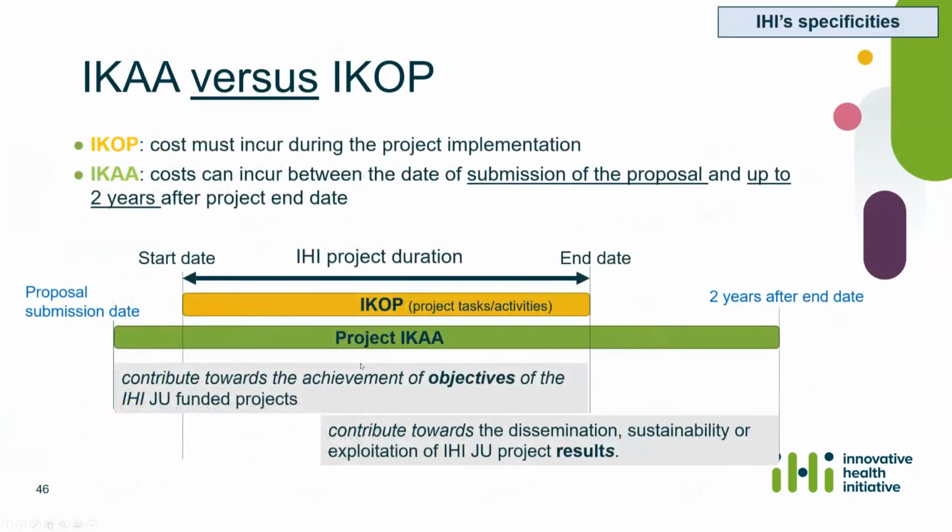And another difference here is regarding the eligibility timeframe. For ICOP, the cost must be incurred during the project implementation, so between the start date and the end date of the project, while for IKAA, the cost can already be incurred from the date of the proposal submission and up to 2 years after the project ended. So you can see this on the graph. The line in green goes way beyond the line in orange.